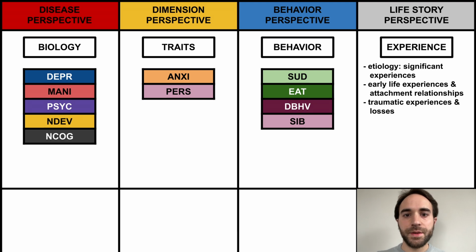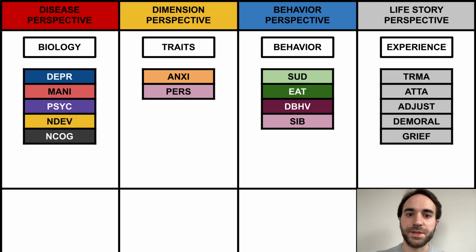Finally, the life story perspective is used to explain disorders that arise from significant experiences and how these experiences influence our beliefs and behavior. These include early life experiences and attachment relationships, but also include traumatic experiences and losses later in life. This perspective is used to explain trauma-related disorders, attachment problems, adjustment disorders, demoralization, and grief, among others. These are the 4 perspectives.